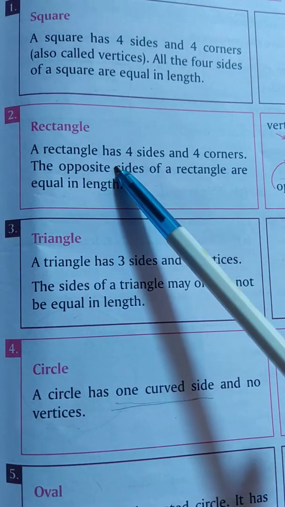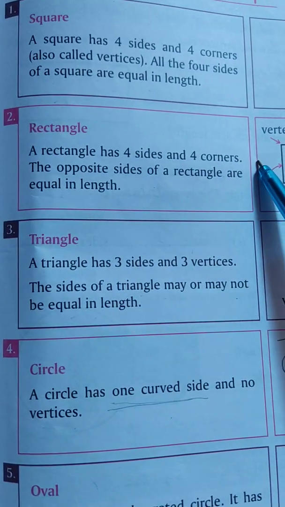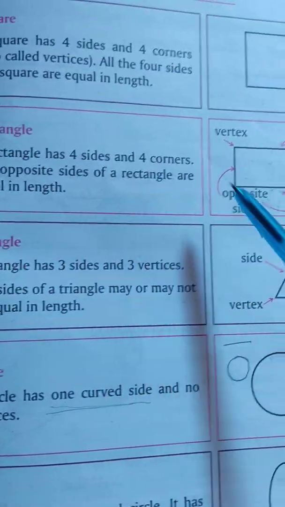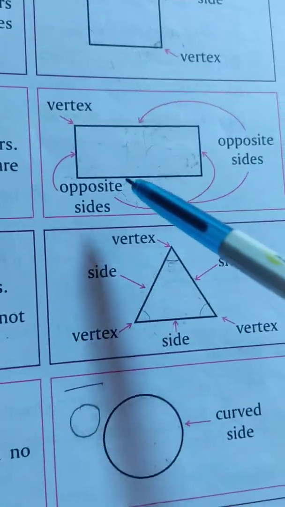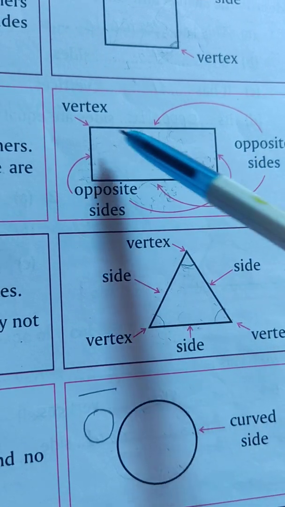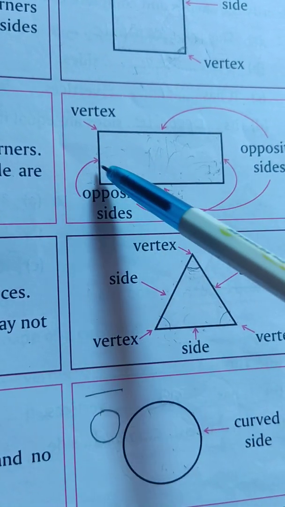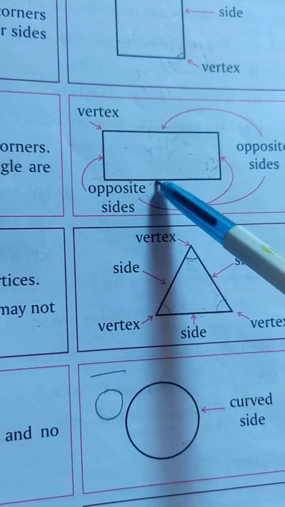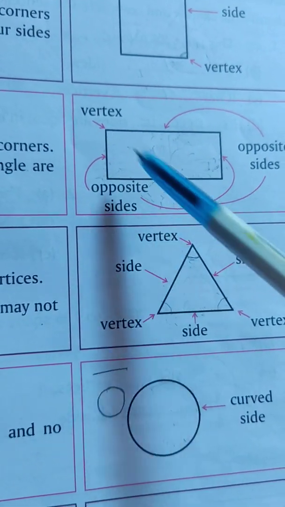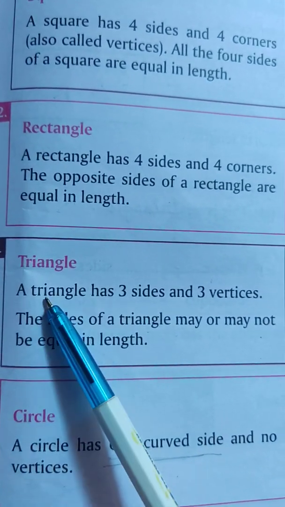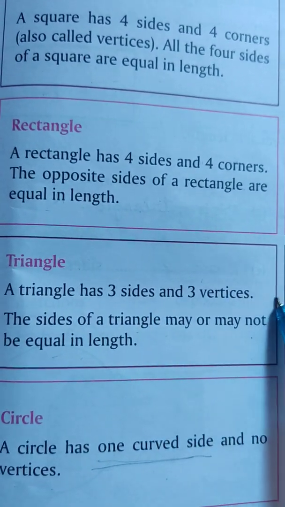A rectangle has 4 sides and 4 corners. The opposite sides of a rectangle are equal in length. Rectangle has also 4 sides and 4 corners. But in rectangle, opposite sides are equal in length. Okay. Now third, triangle. A triangle has 3 sides and 3 vertices.